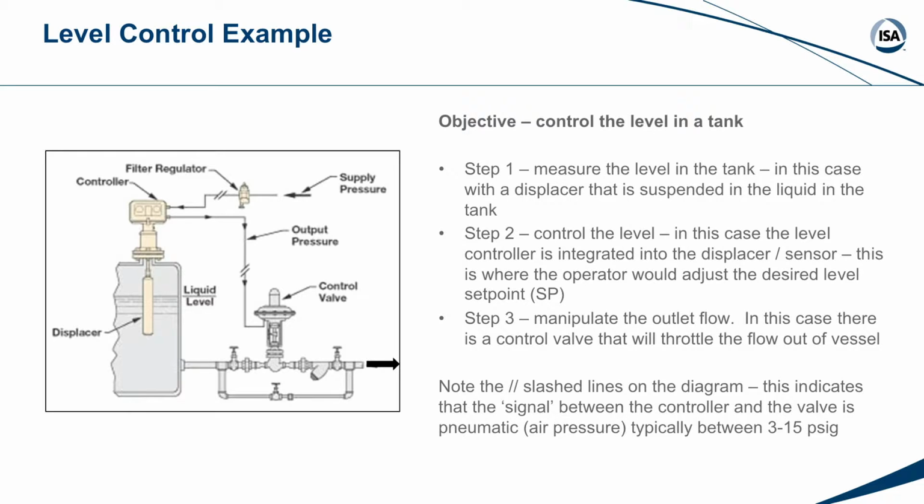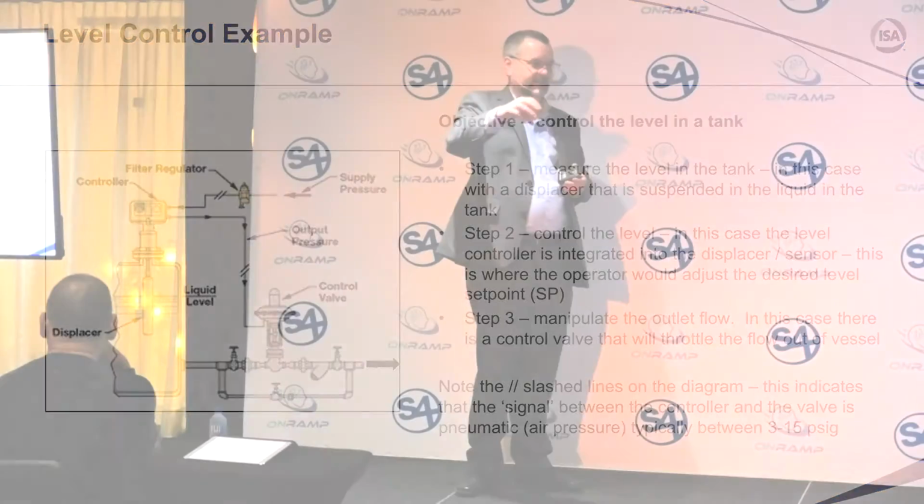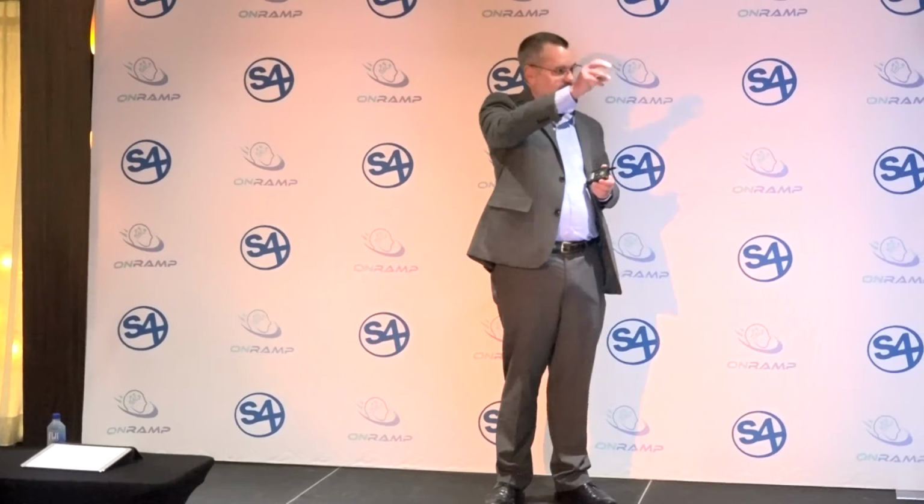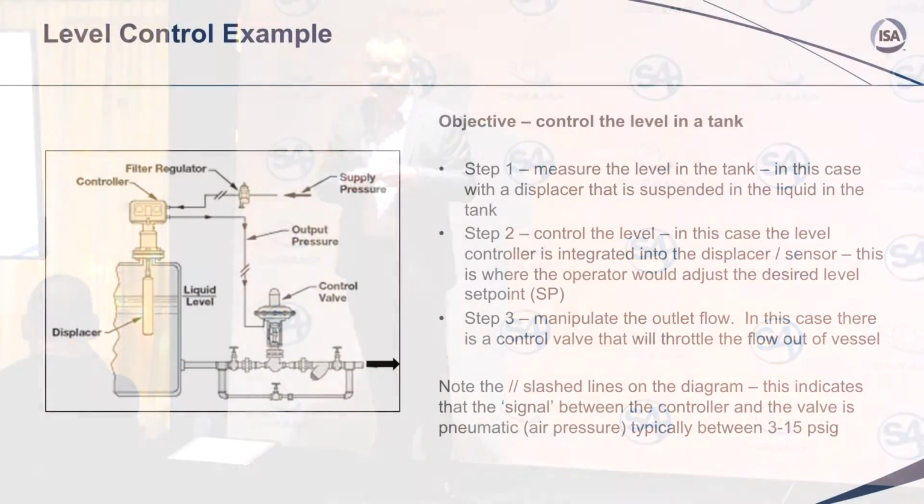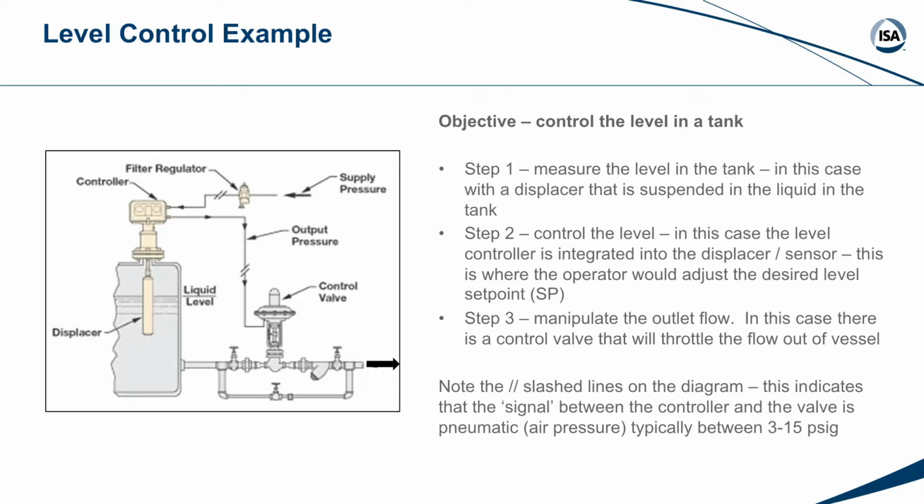In this case, this is all in the field. The operator would have to go out to the actual tank to adjust the knob on the side of the controller to set the level. And if you notice from a terminology standpoint, the little lines, slashes on these indicate that that's an air pressure or pneumatic signal. You'll see different representations for electrical.